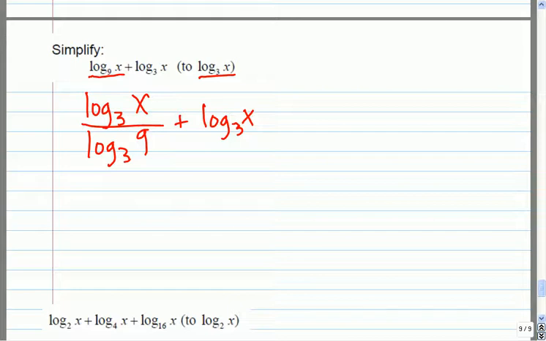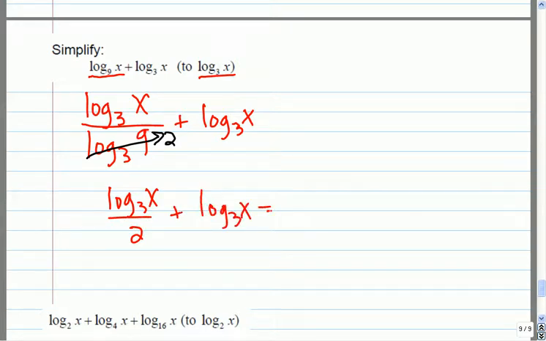How did you get a 2 in there? Because there's 2 of them. But first, before we talk about those, what's log 3 of 9? 2. So why write that when you can write 2? That's simpler. So that's log base 3 of x over 2 plus log base 3 of x. With a common denominator, I'd have 3/2 log base 3 of x. So there's only one expression now.